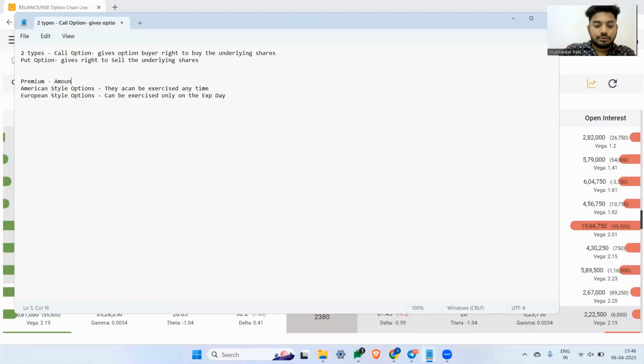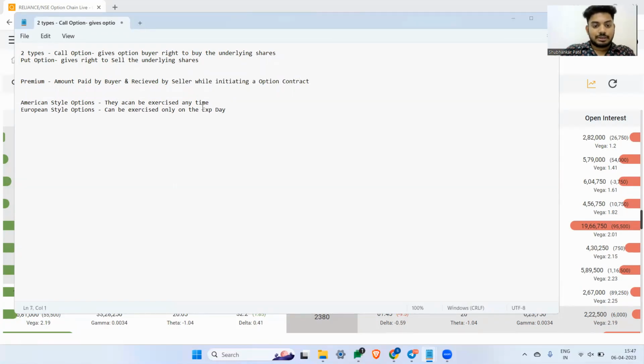Premium is the amount paid by the buyer and received by the seller while initiating an option contract. Simple, nothing complex in that.